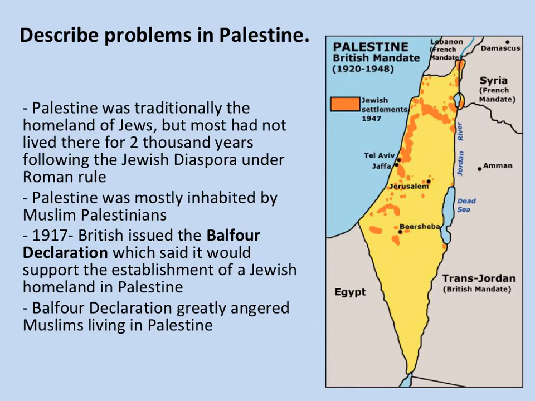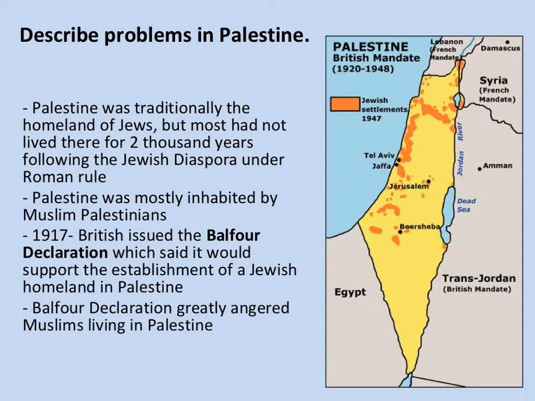Palestine, we know, is traditionally the homeland of the Jews, so that's where Judaism started. But a lot of Jews had not lived there since really the time of the Romans, when they were forced out due to persecution. And so in this time period, the very early 20th century, Palestine was mostly inhabited by Muslim Palestinians.